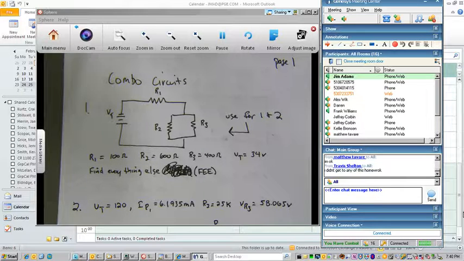Let's work this problem here. First of all, do we need to work this first problem? Or you guys got that pretty well down?